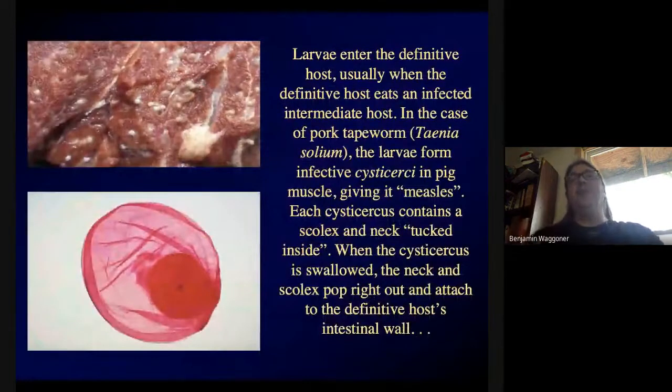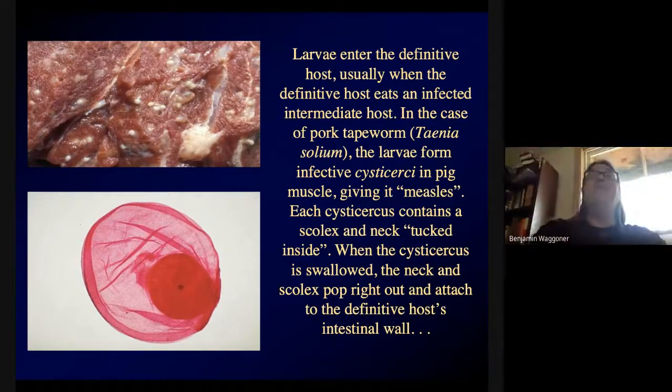In the case of pork tapeworm, the definitive host is people. People pass eggs out in their feces, and the feces get scavenged by pigs. Pigs don't deliberately go out of their way to eat human poop, but pigs are not always very careful about what they eat. And the eggs will enter the pig's body, and the eggs hatch into larvae that travel through the pig body and form infective cysticerci in the muscle.